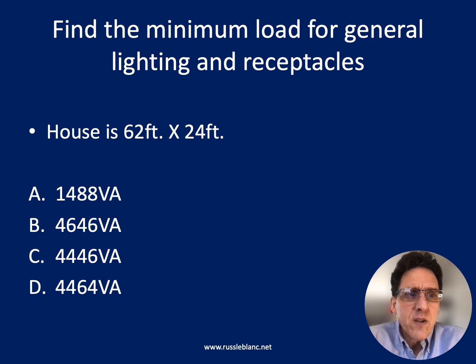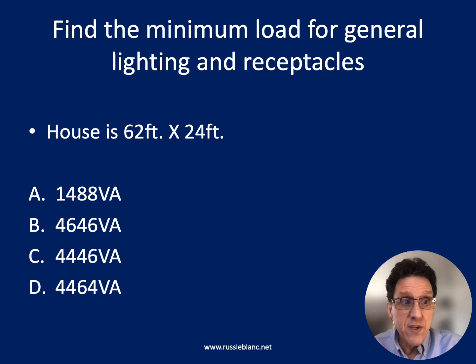Okay, so in this example, we're going to find the minimum load for general lighting and receptacles. Remember, the general purpose receptacles are included in this 3 volt amps per square foot. So the house is 62 by 24. If you would like to pause the video and figure this out, you can do that. And I'll keep going. You can restart the video whenever you're done, and then we'll keep going.